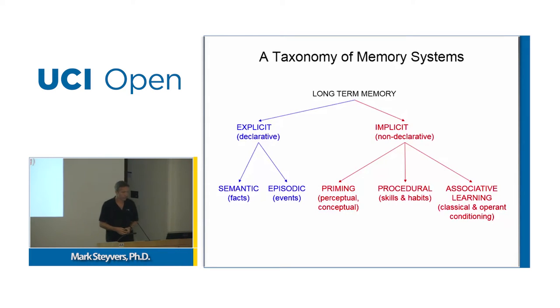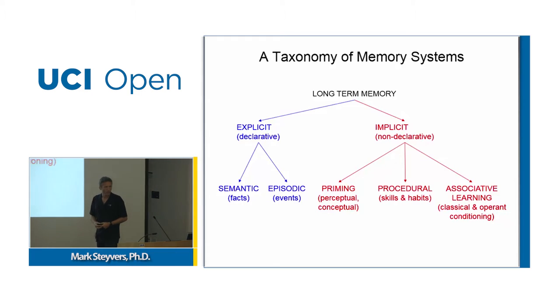Next week, we'll talk about associative learning, classical and operant conditioning, where you learn about stimulus-response relationships in the environment. And those are also a form of implicit memory.